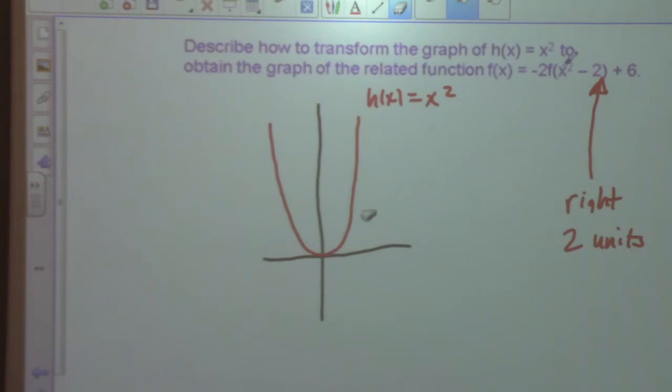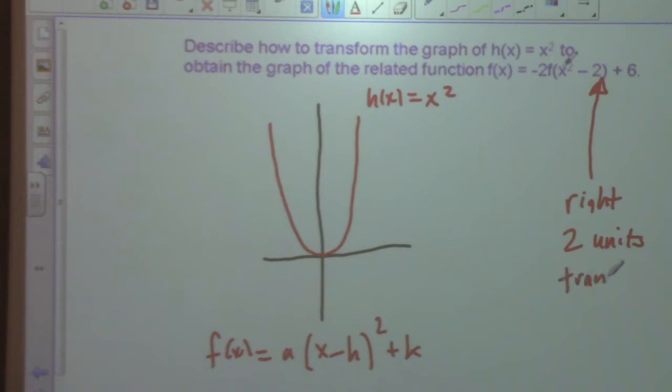Yeah. And remember we had this thing, I'm just going to refresh, we had f of x equals a times (x minus h) squared plus k. Okay, that was the vertex form. So I think we're okay with that. So this will be what? A transformation, right? Translation, excuse me.